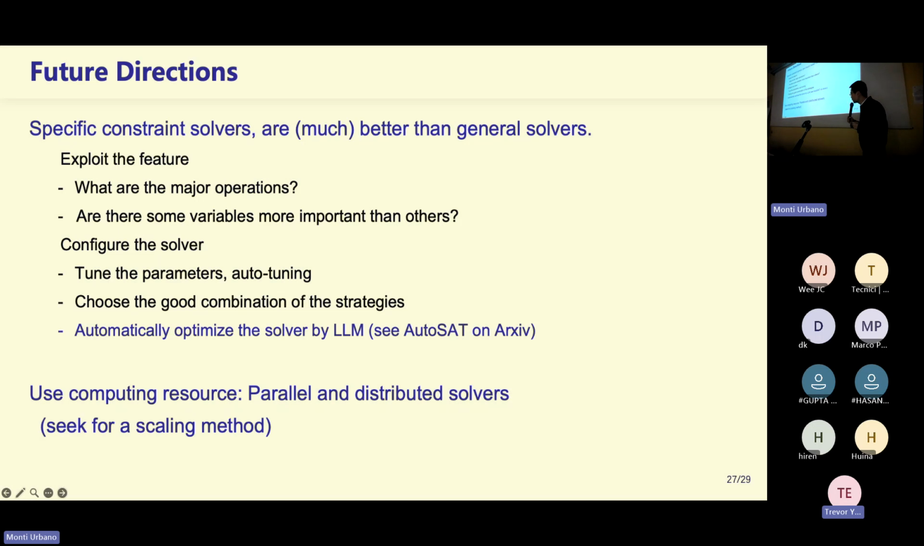And the second direction: I suppose the sequential solver has hit a bottleneck, a ceiling effect nowadays, because we have worked on it for almost half a century or more. So it is very challenging to improve the sequential solver. But parallel or even distributed solving is far from satisfactory, and has much space to be improved. So we are trying to find maybe a scaling method.